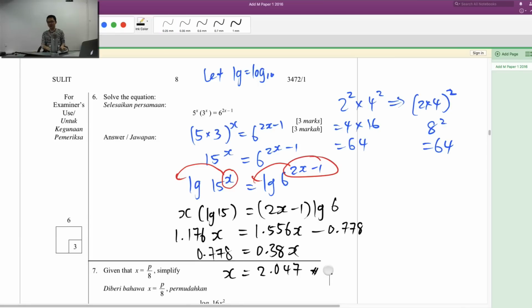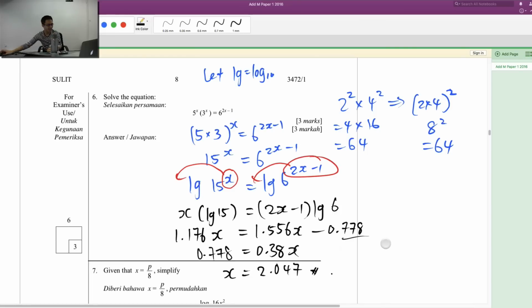Okay, it's just a simple log question, but of course you need to understand how to do this kind of log question. Okay, so far so good. Anything you want to ask before I move on to the next one? Okay, if no problem. But for log questions, I want to mention something. You take at least 3 decimals. Of course you can take 4 decimals, but do not take 2 decimals, because if you take 2 decimals, your answer will be very inaccurate.